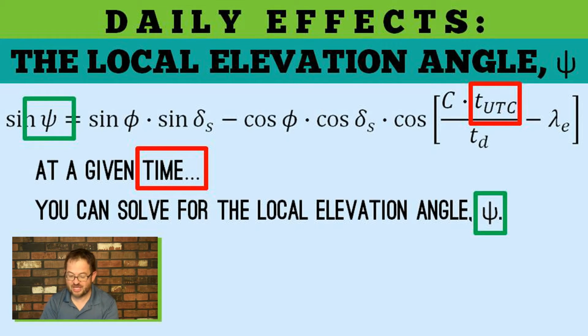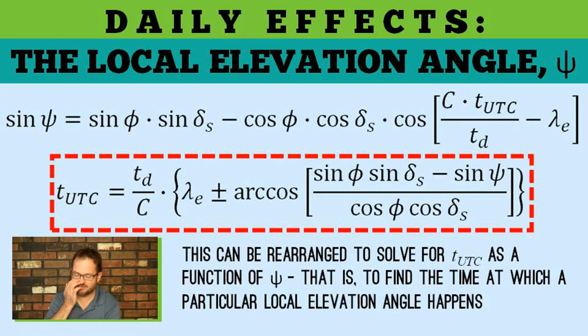And actually, you can use the algebra and rearrange this to solve for the time UTC in which any particular solar elevation angle occurs. It's a mess, but it's the equation that I have there in that red dashed box. And that is, you're finding the time at which any particular local elevation angle, psi, is occurring. This is pretty neat because you could do things like figure out the times of sunrise and sunset. Which actually would be the time at which the local elevation angle is 0, right?